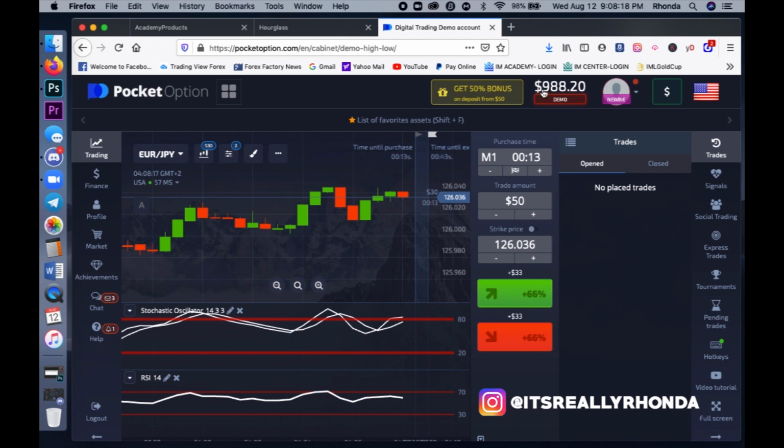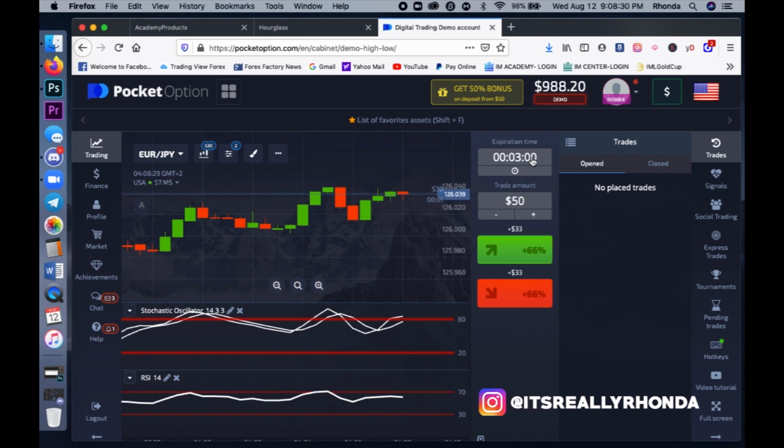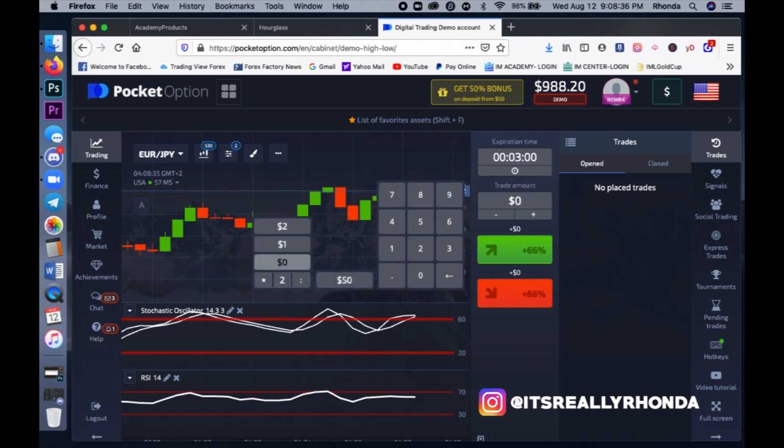Now, when you get here, you're going to be able to open up a demo account, right? You're going to open a demo account, and I'm going to break everything down right now. So right here is going to be your time. Now, with the cash trap strategy, you're going to be using a 3-minute timer. Right underneath is going to be the amount that you're wagering per trade.